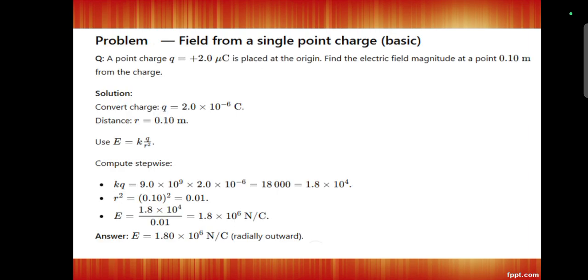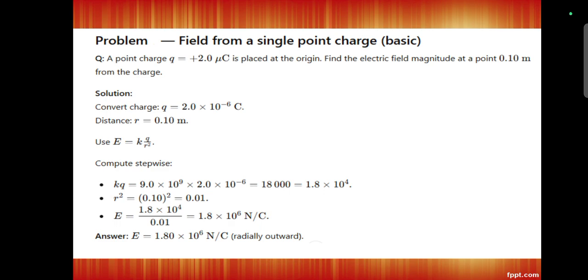So let us have one problem based upon this. A point charge Q equal to plus 2 microcoulombs is placed at the origin. Find the magnitude of the electric field intensity at a point 0.10 meter from the charge. The solution: the charge is given as Q is equal to 2 microcoulombs. Converting this to coulombs, it will be 2 into 10 power minus 6 coulombs. The distance is given as r is equal to 0.1 meter.